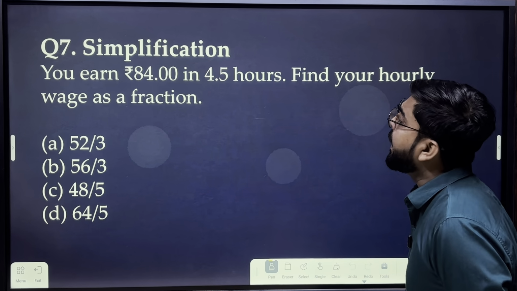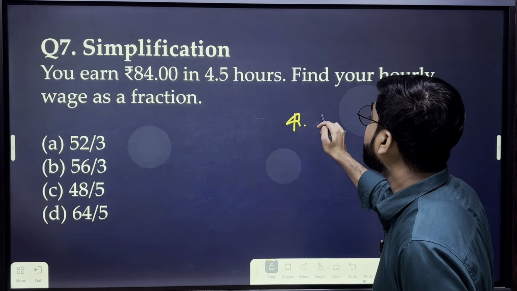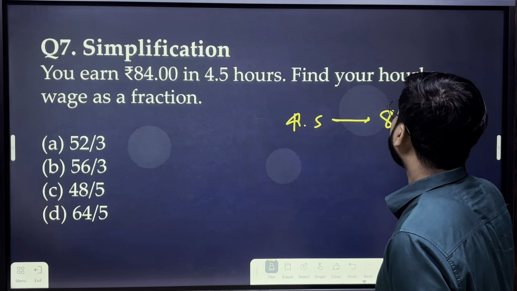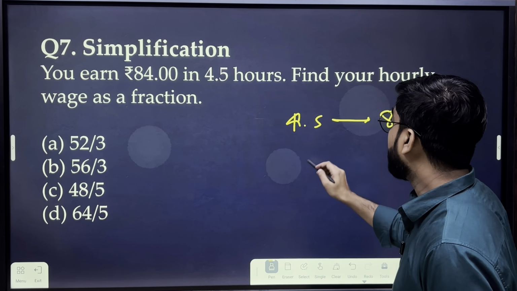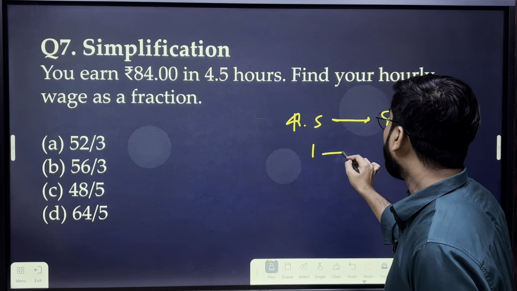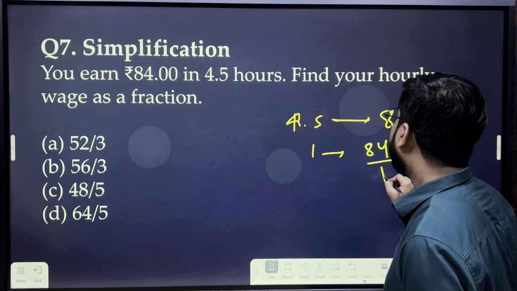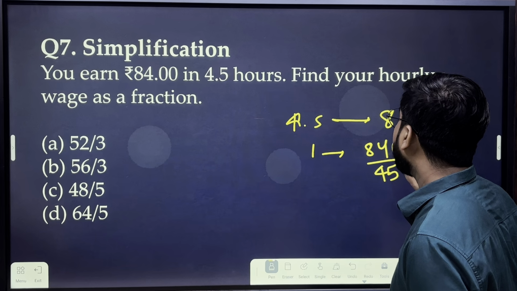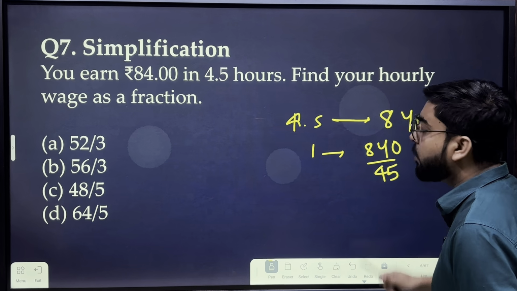Now, you earn 84 rupees in 4.5 hours. How do you see 4.5 hours? 84 rupees. They are asking about hourly. So in 1 hour, it is 84 upon 4.5. Don't write 4.5, write 45 and put 10 in the numerator.